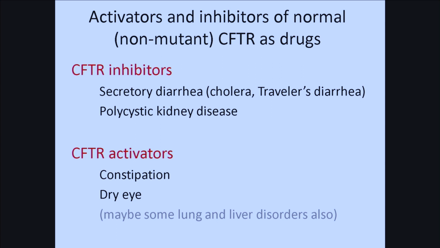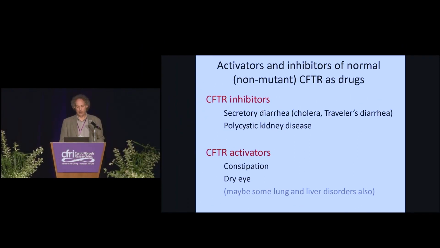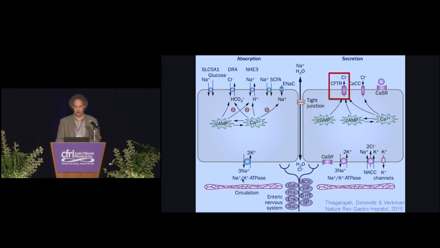So what are they good for besides being research tools? Well, inhibitors, based on what I said earlier, are potential therapeutics for secretory diarrhea, the most severe being cholera and several other types of diarrhea. Also useful for autosomal dominant polycystic kidney disease. In contrast, activators of the normal CFTR are useful for constipation, opposite of diarrhea, dry eye, and maybe some other disorders. So let me tell you, for example, the GI indications.